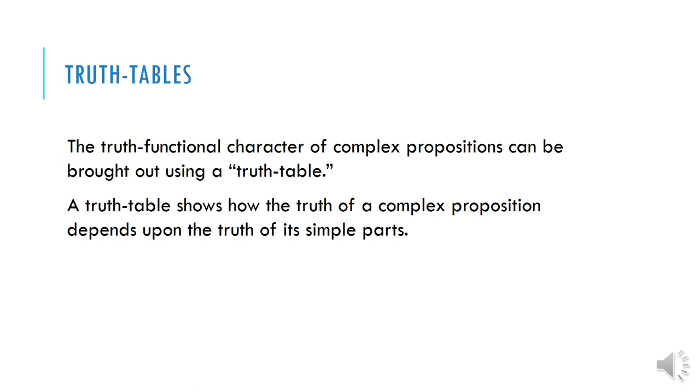And so this truth functional character can be brought out using truth tables, which is why creating truth tables will help us to determine an argument's validity. Truth tables show how complex propositions depend on the truth of the simple propositions within it.